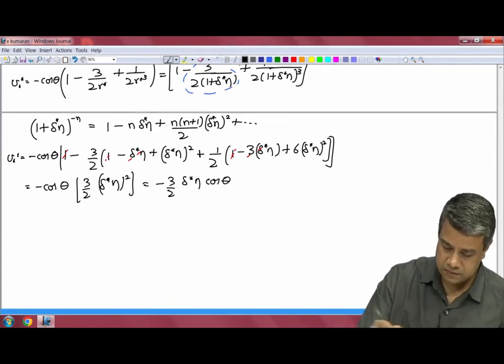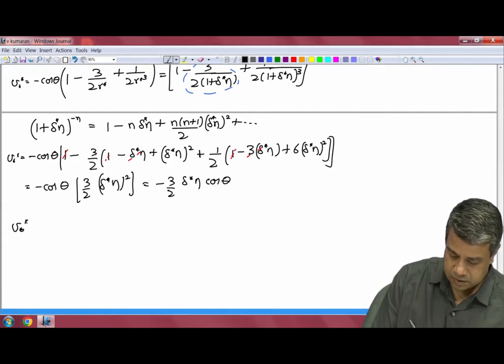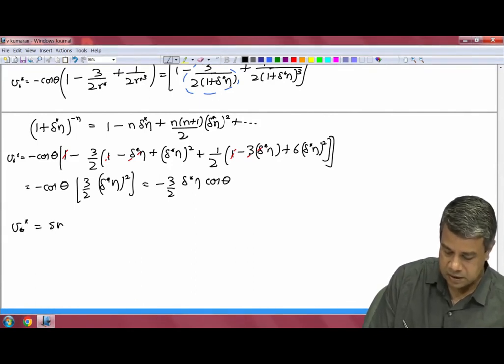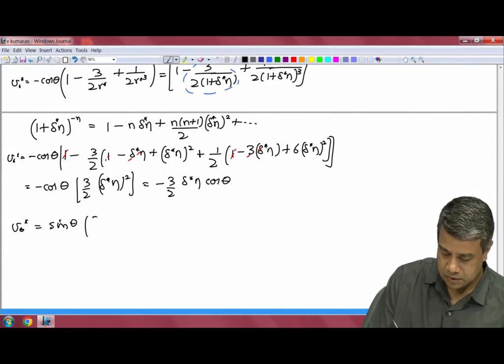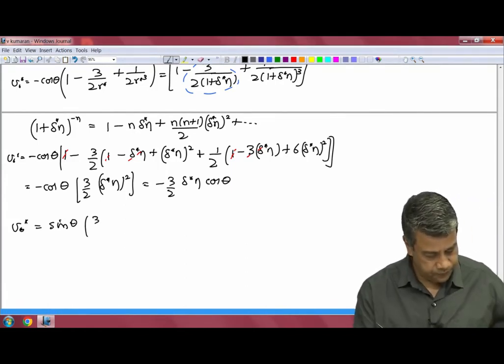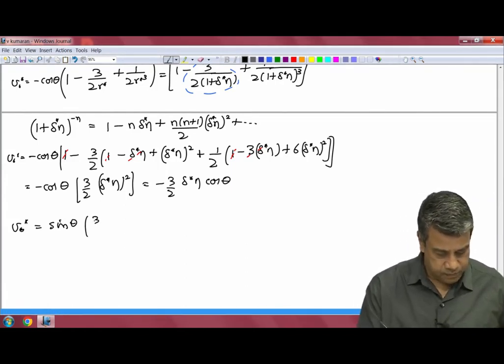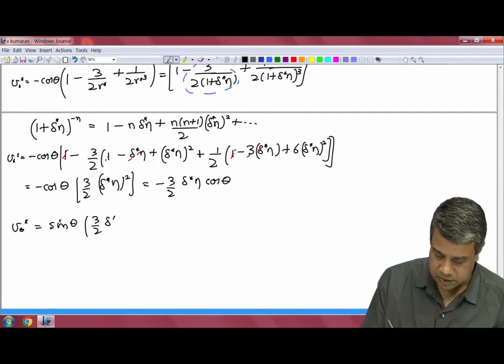Similarly, you can do this for V theta. The same calculation will give you sin theta into 3 by 2 delta star eta.